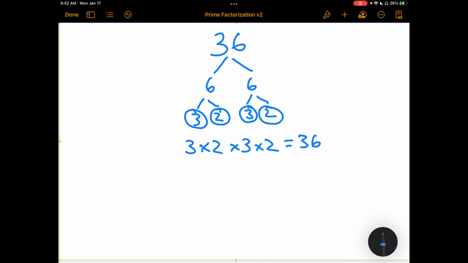When you get to the end of your branches with all of your prime numbers, you should be able to multiply all of those numbers together, and it should give you your original number, which it did in this case. It gave me back the number 36. I hope that helps.